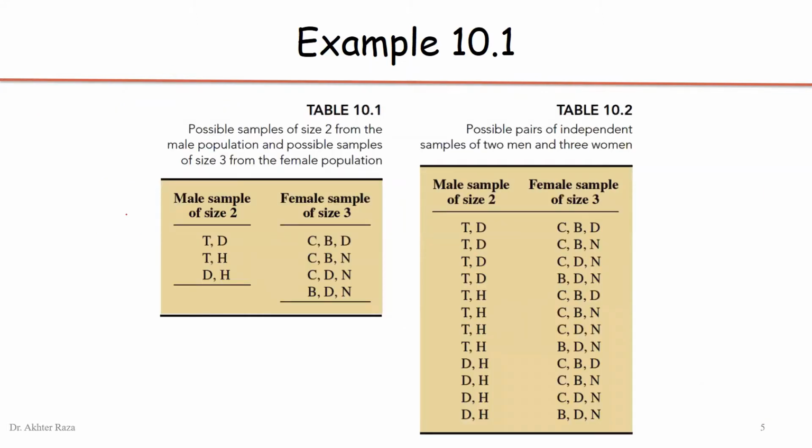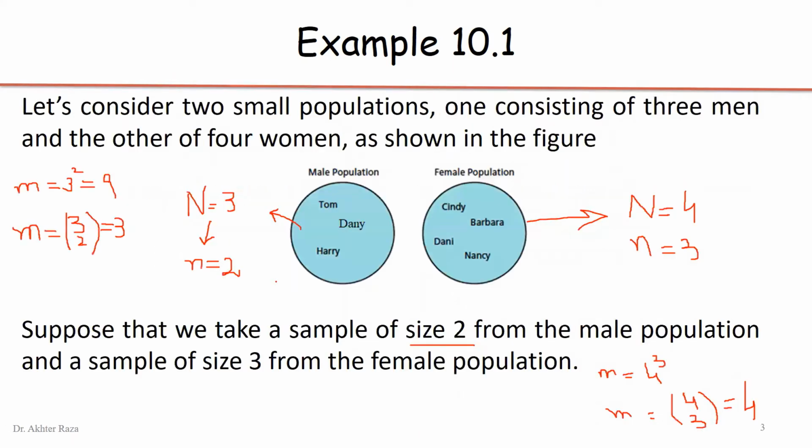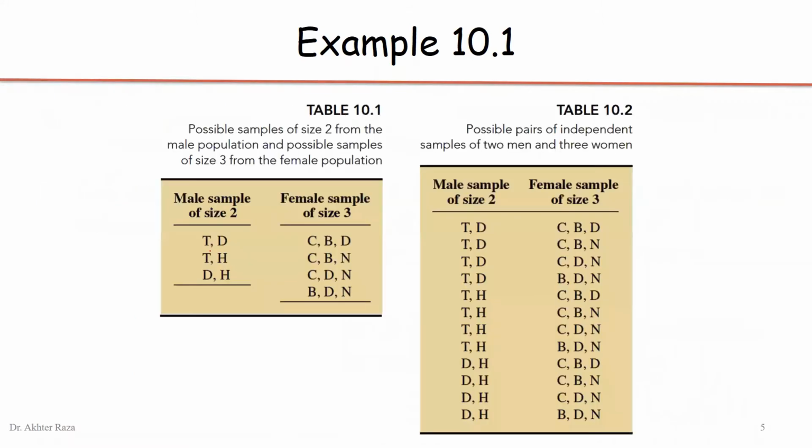These are the samples from the population of males: T and D, Tom and Danny is the first sample, T and H, D and H. These are the 3 possible samples without replacement. And these are the 4 possible samples of size 3 from population number 2: CBD, CBN, CDN, BDN. But these lists are without replacement.